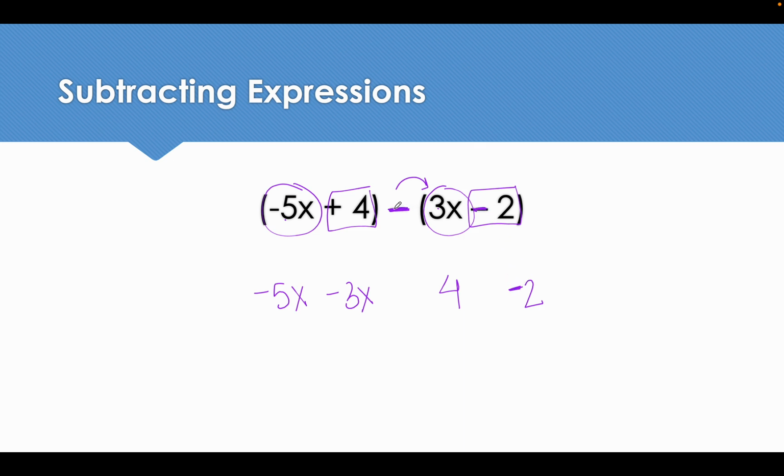Now, I also have to make sure I am subtracting this minus 2. So I need to bring down another subtraction sign, which is this one. This is negative 8x. This becomes 4 plus 2, which is 6. And then again, I bring a plus sign into my answer for negative 8x plus 6.